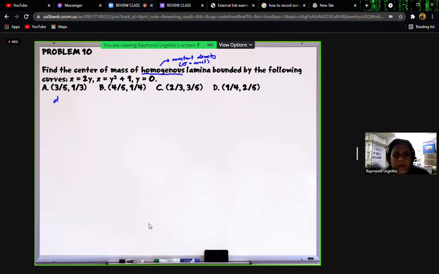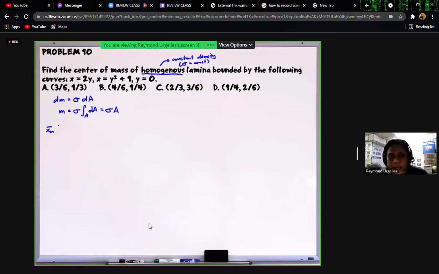Pag nangyari yan, anong mangyayari sa equation natin? Again, remember that dm is equal to sigma multiplied by dA. Therefore solving for the mass, since sigma is constant, pwede mo siyang ilabas. So this is the integral of dA with respect to the whole area. Alam natin na equal lang yan sa area. So therefore this is sigma times the area.